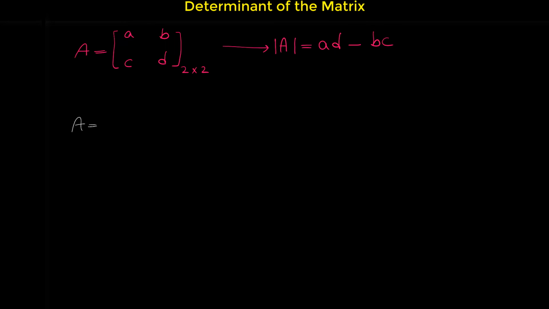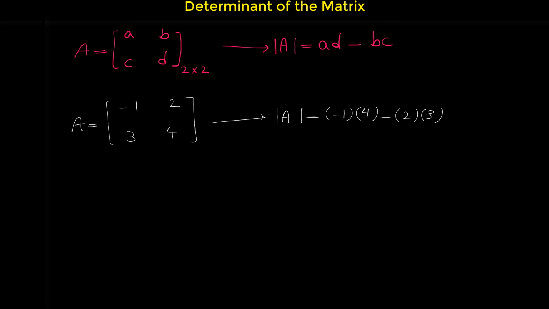Suppose we have this matrix, negative 1, 2, 3, 4. Then the determinant of this matrix equals negative 1 times 4 minus 2 times 3. Negative 1 times 4 is negative 4, 2 times 3 is 6, negative 4 minus 6 is negative 10.